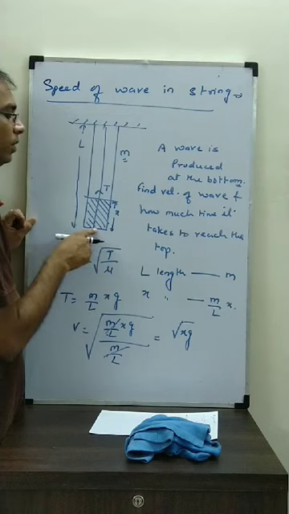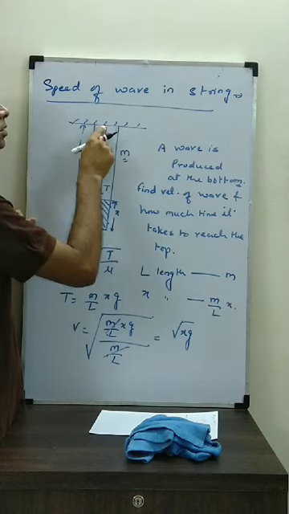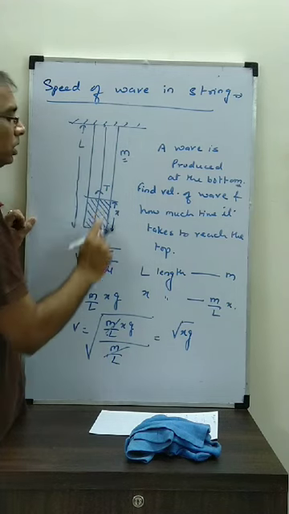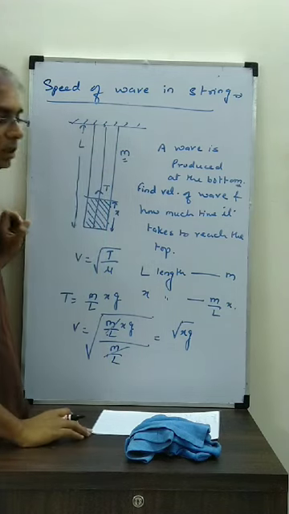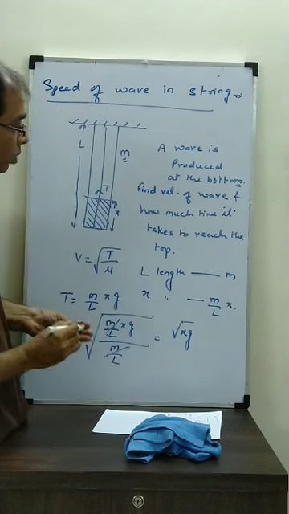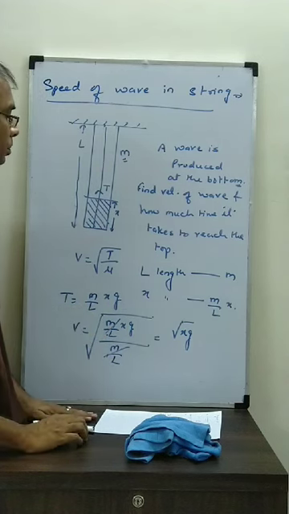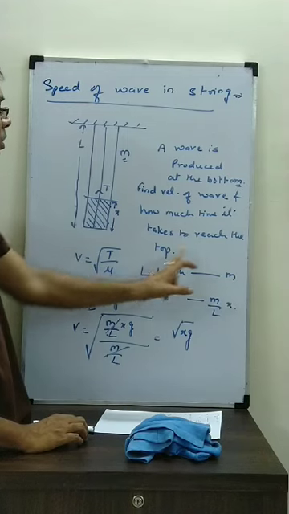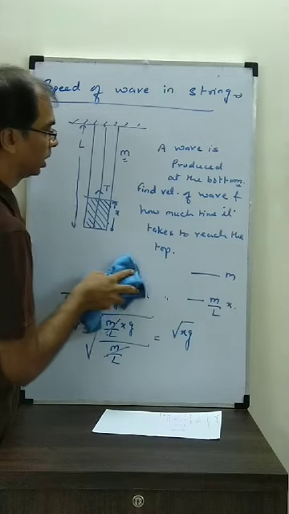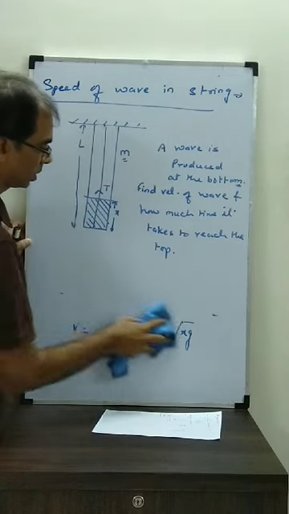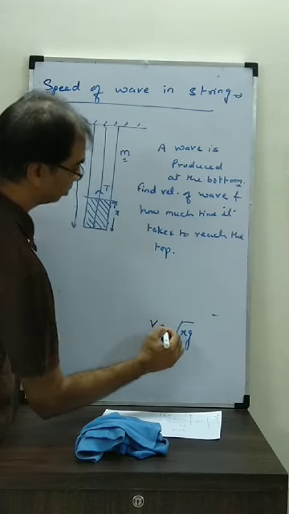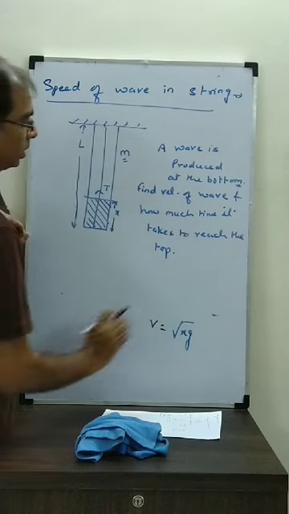Here what is the speed of the wave? 0. Here what is the speed of the wave? Root Lg, because the x value here will become L. So at every point the speed of the wave is different. What is the formula? Root gx. Now the third question is how much time it takes to reach the top. How much time is our wave going to take to reach the top? We have its speed root gx, but it is variable. It is a variable speed.